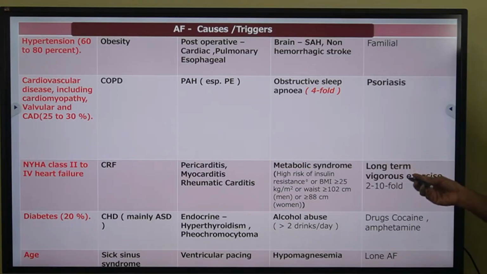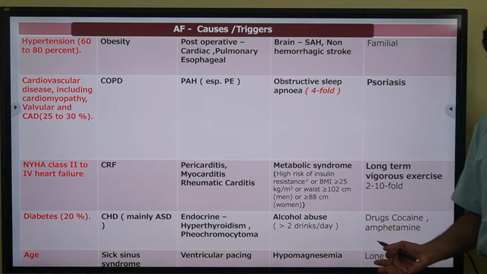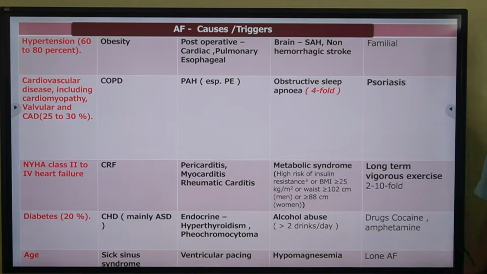If you do regular exercise, that is good for the heart. That will actually help in prevention of atrial fibrillation. But people who do vigorous, long-standing exercise, especially athletes or marathon runners, will have a 2 to 10-fold increase in the chance of developing atrial fibrillation. Drugs, cocaine, amphetamine can cause AF. And lastly, lone AF, as we discussed, when AF is detected at a relatively young age without any obvious cause.